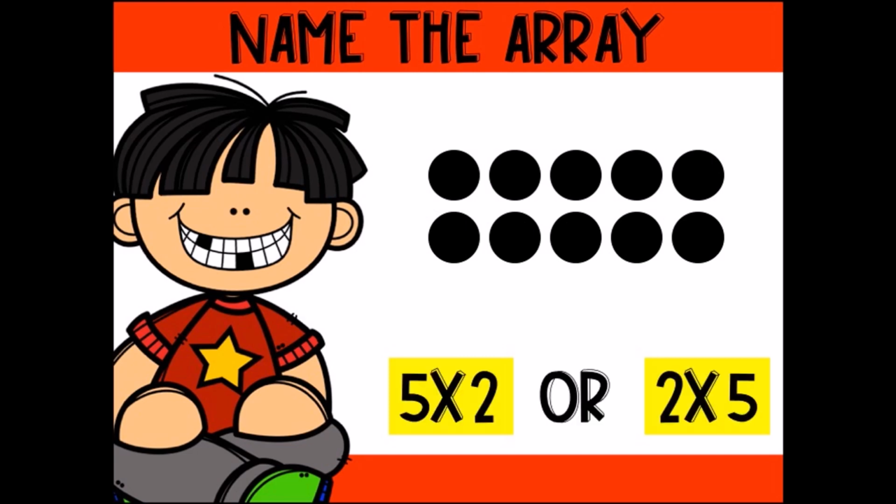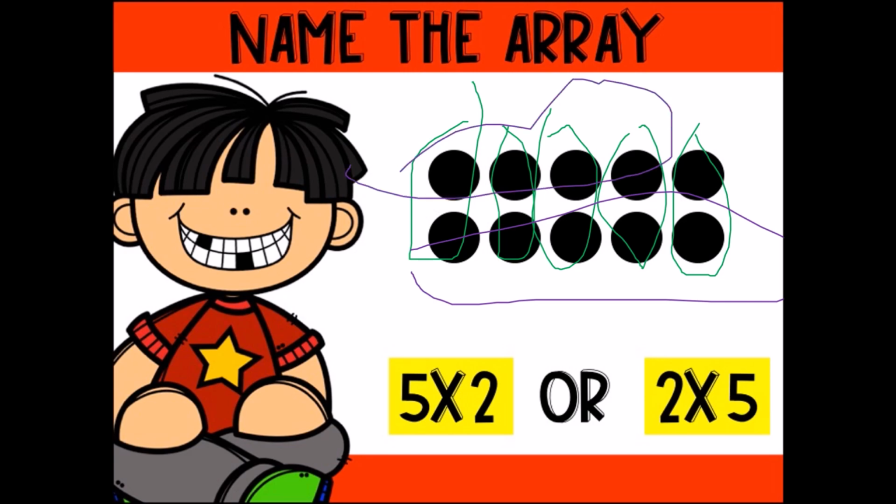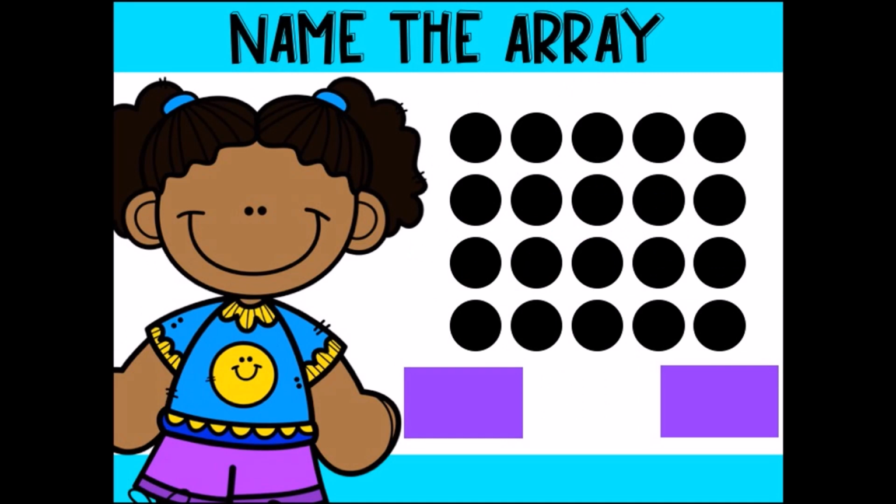Our answer is 5 times 2 or 2 times 5. You can either count this by counting by twos. 2, 4, 6, 8, 10. Or you can do this by counting by fives. 5, 10. Either way, I get the same answer, right? If I count by twos, 2, 4, 6, 8, 10, am I using my columns or my rows? I'm counting by the number of columns I have. Very good. Name this array next.